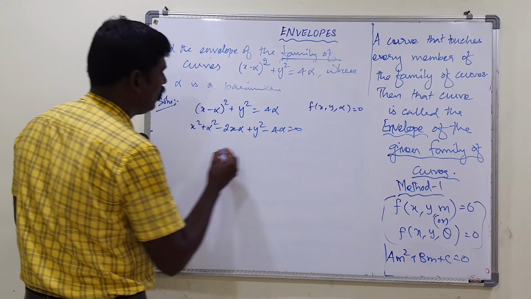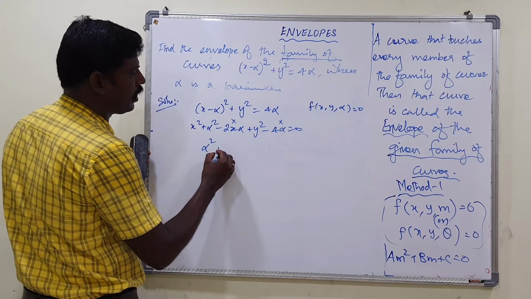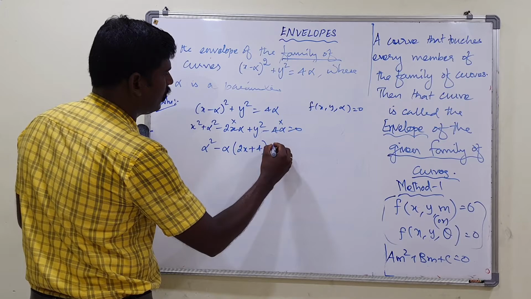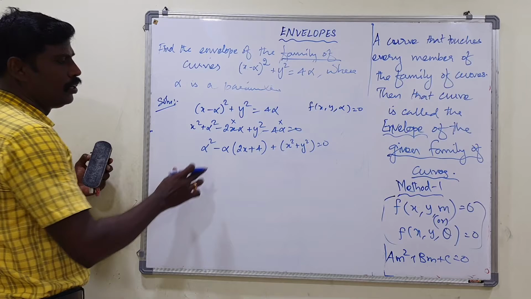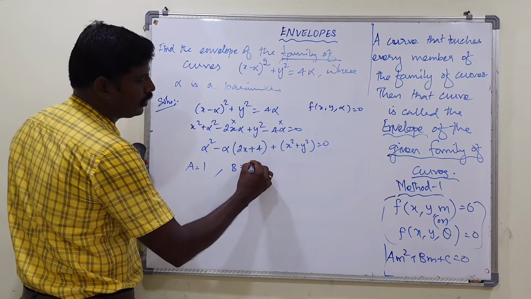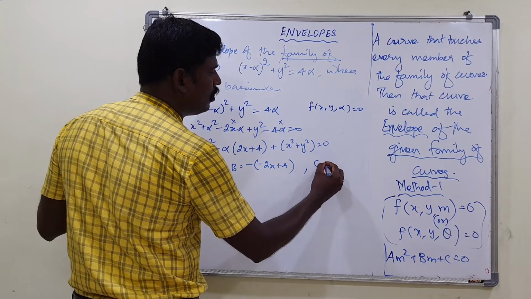So I rewrite it as alpha square. Here there are two terms having alpha, so taking minus alpha as common, 2x plus 4, and then plus the constant terms, x square plus y square, is equal to 0. So now it is in the form of a alpha square plus b alpha plus c equal to 0. It's a quadratic function in alpha, where a is the coefficient of alpha square, which is 1, the coefficient of alpha is b, so that is minus of (2x plus 4), and then c is x square plus y square, isn't it?